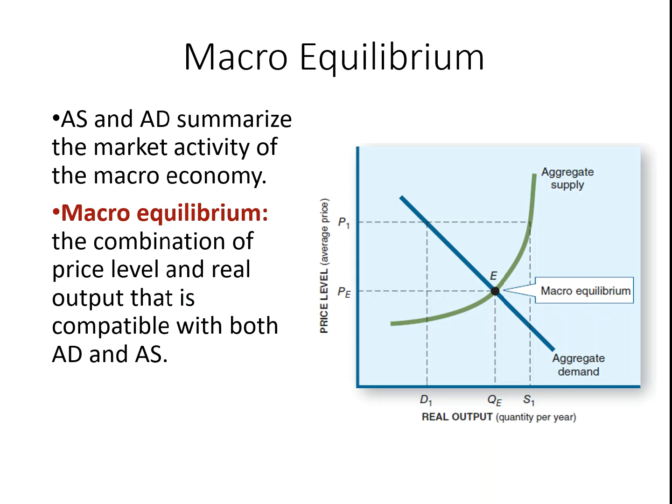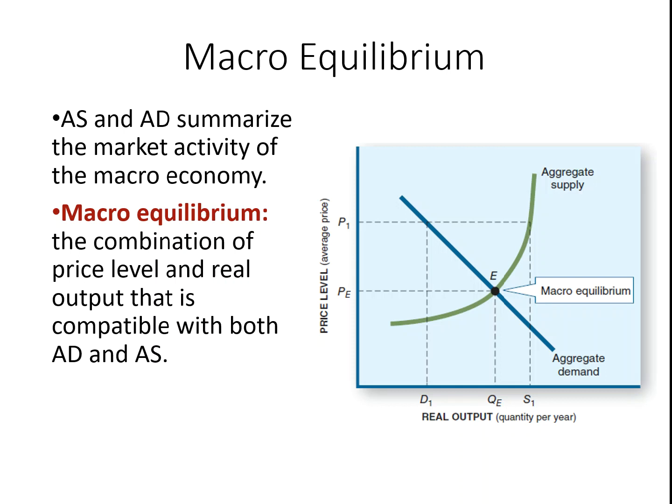It is the only price level and output combination that is mutually compatible with aggregate demand and aggregate supply, or in other words, with the intentions of the buyers and the sellers. So that is where we can find our macro equilibrium.